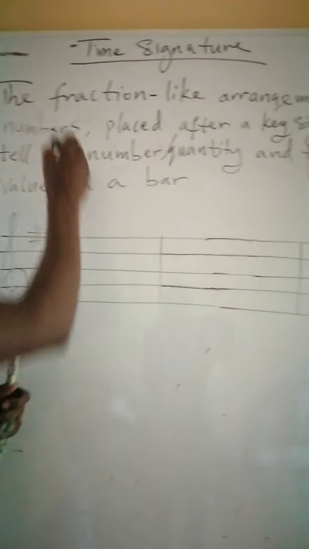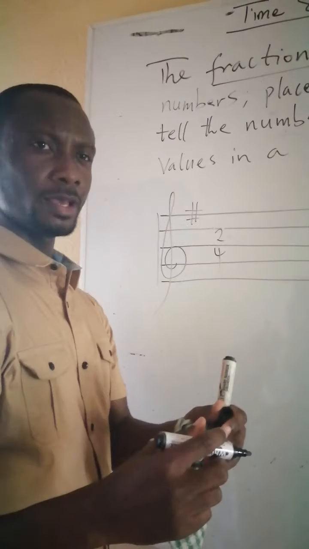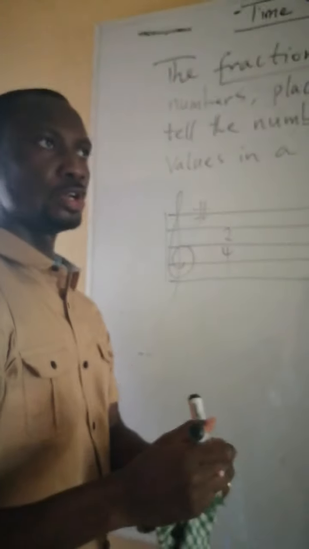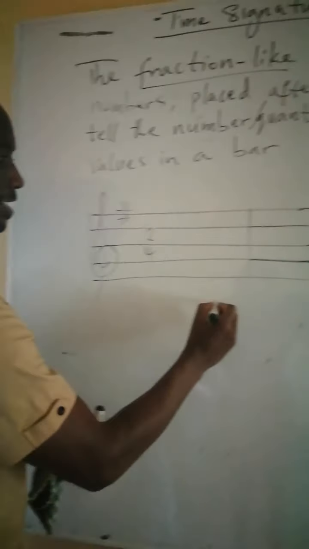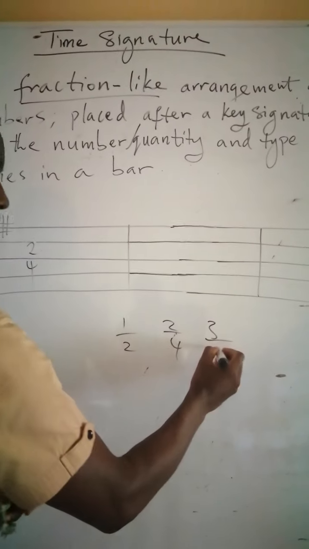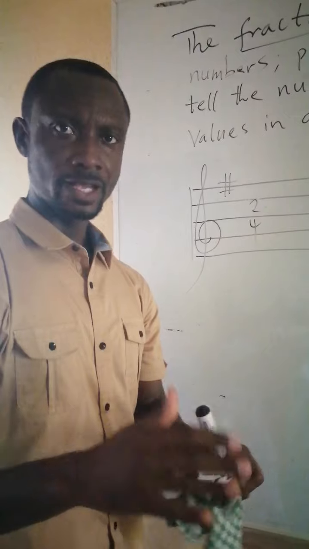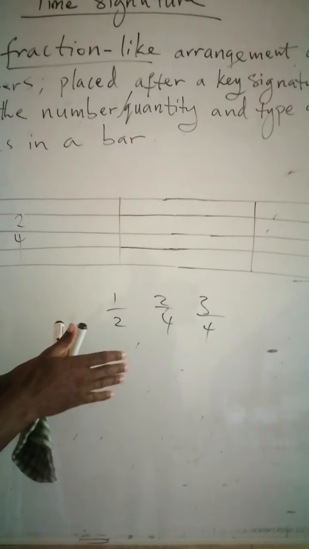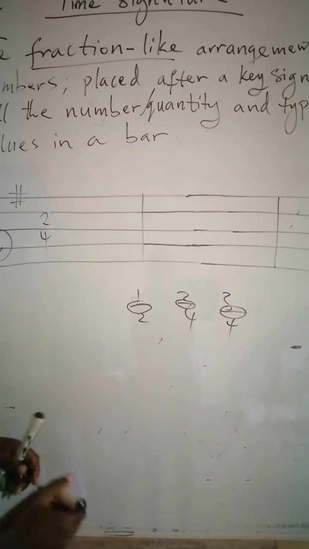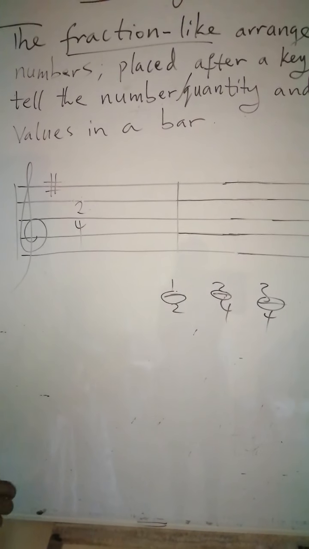Okay, so if I say fraction-like, what do I mean? It means that it looks like a fraction. The time signature in music looks like a fraction. We know that a fraction can be 1 over 2, 2 over 4, maybe 3 over 4, and all that. So it looks like a fraction. But what's the difference? In a main fraction in mathematics, we see the division sign or symbol. But in music, we don't need these lines.